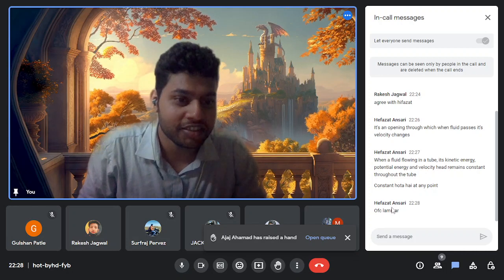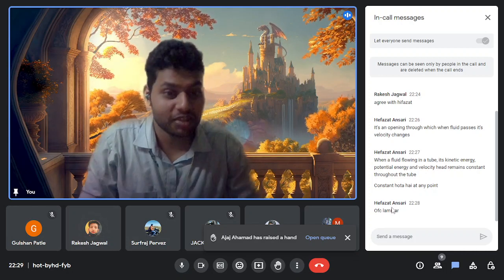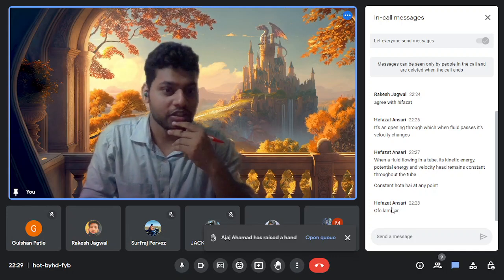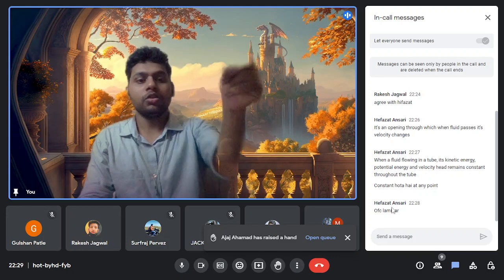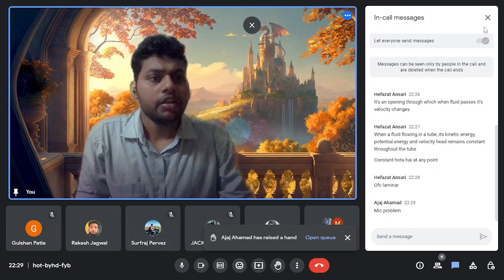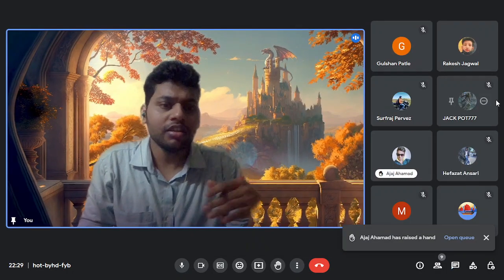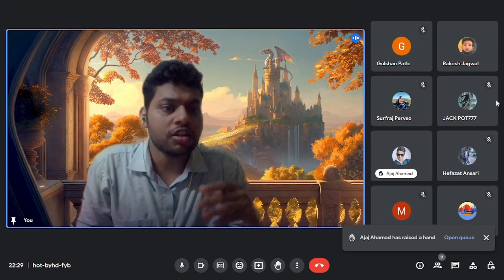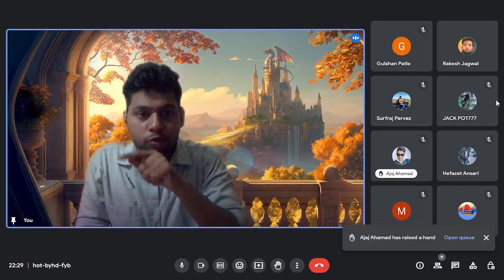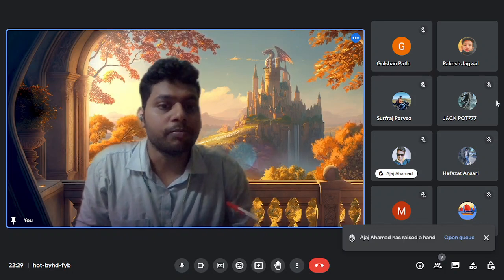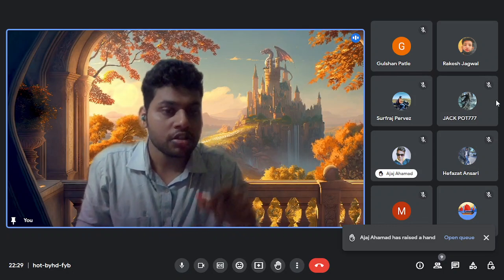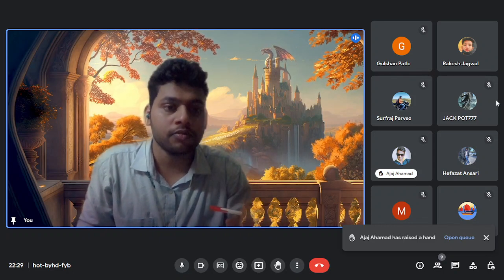When a fluid flows in a tube, its kinetic energy, potential energy and velocity head remain constant throughout the tube, at any point. It can be defined as: the Bernoulli theorem is based on the conservation of energy principle. It says that when a fluid flows along a streamline path or laminar flow, the sum of its potential energy, kinetic energy and pressure energy will be constant.